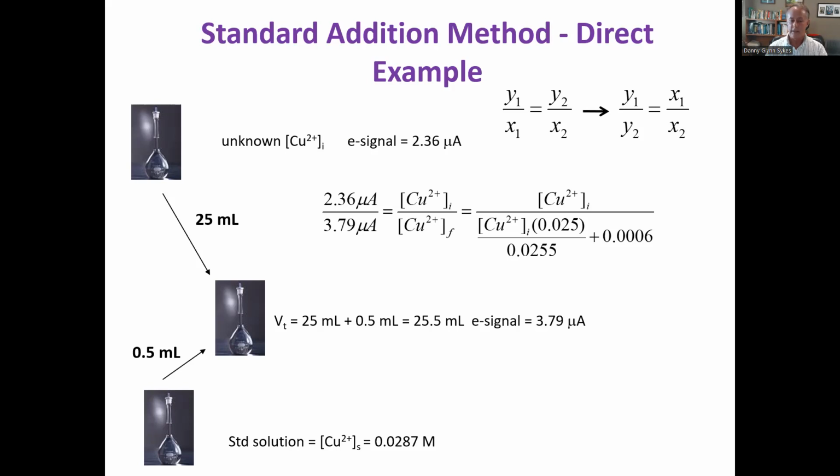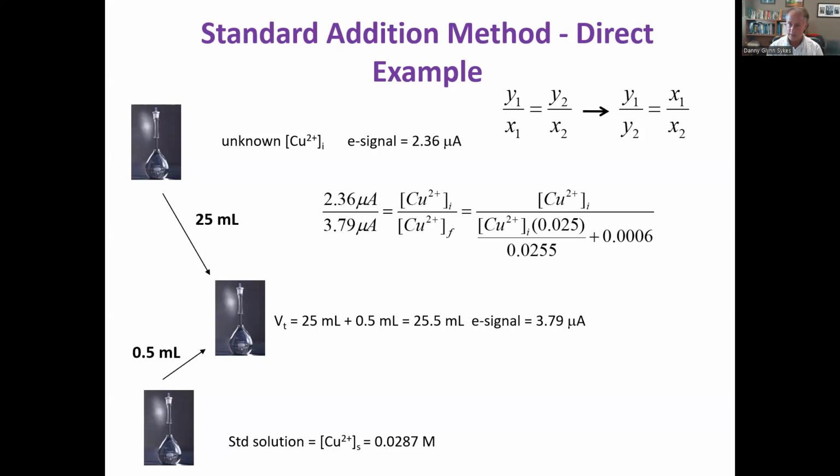Okay? But in that spiked solution, that 25.5 mL solution where I took 25 mL of the unknown and then spiked it with 0.5 mL of that standard copper solution, right? That has two sources of copper. It has copper from the unknown, and it also has copper 2+ from the standard solution, right? And they're additive. It's just like if I have 2 marbles in my left pocket and 3 marbles in my right pocket, and I put them together, I have 5 marbles.